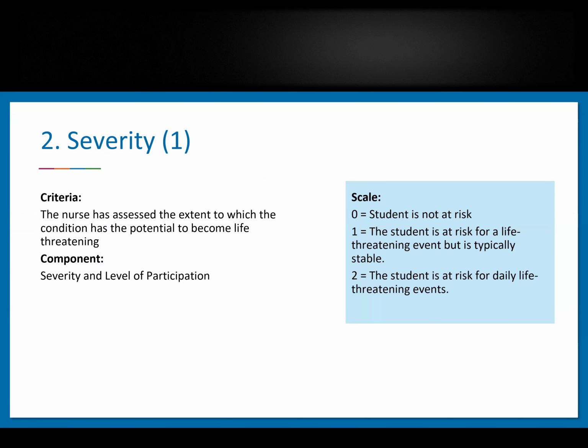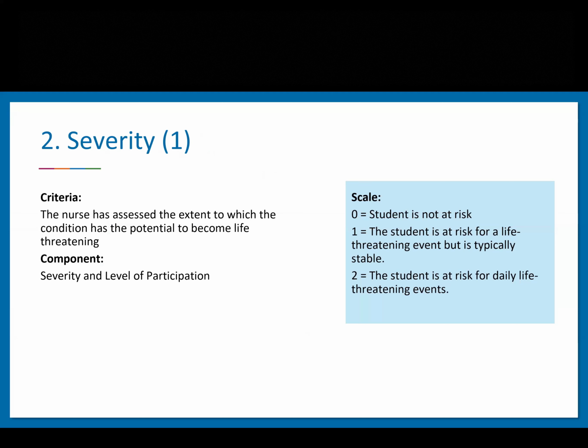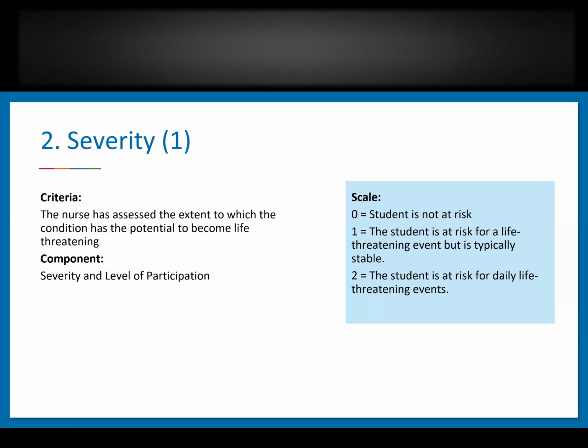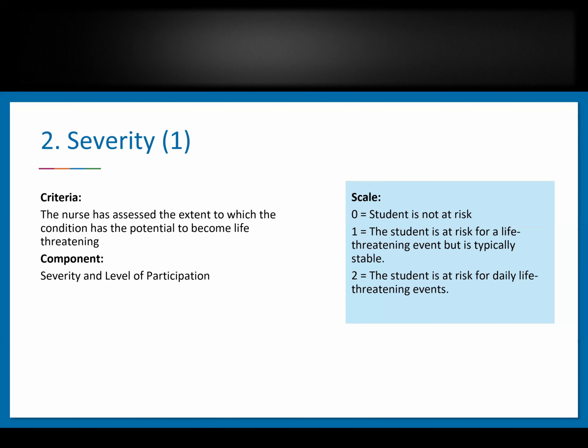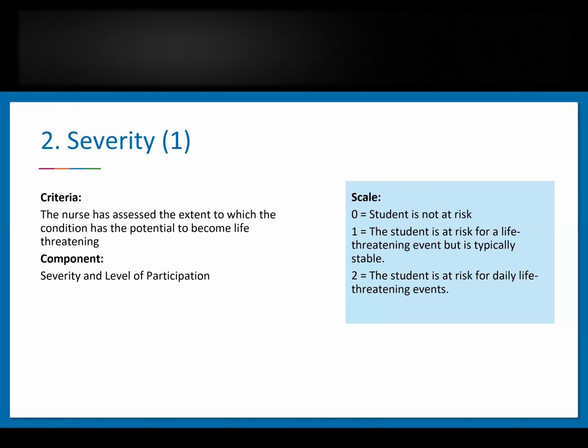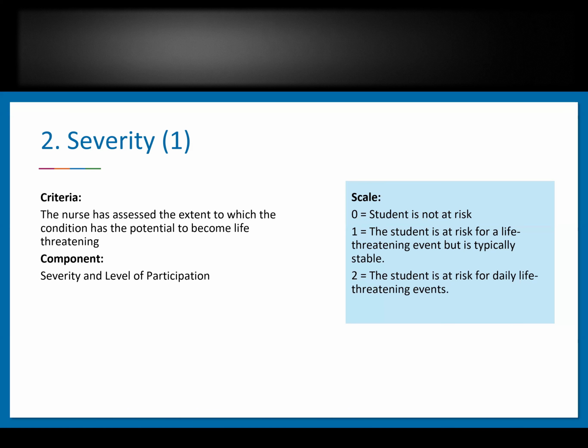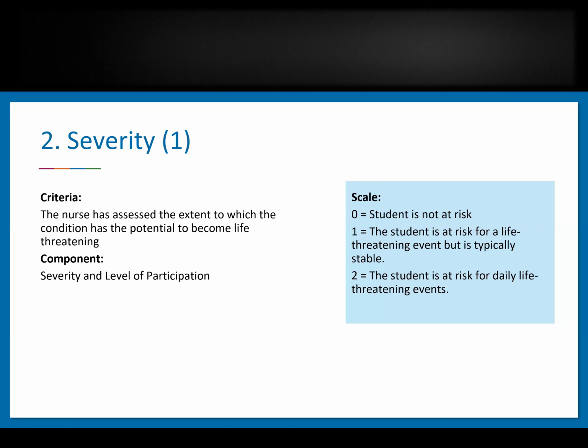Severity criteria is described as the nurse has assessed the extent to which the condition has the potential to become life-threatening. The components of acuity considered in this criteria include severity and level of participation. Points in the scale are assigned as follows. Score a 0 when the student is not at risk for a life-threatening event. Score a 1 when the student is at risk for a life-threatening event but is typically stable. Score a 2 when the student is at risk for daily life-threatening events.